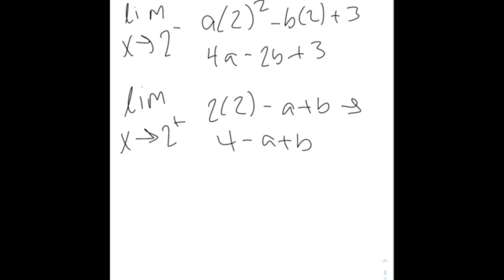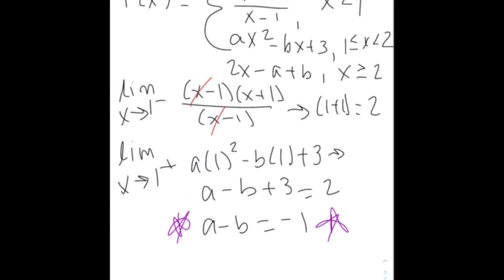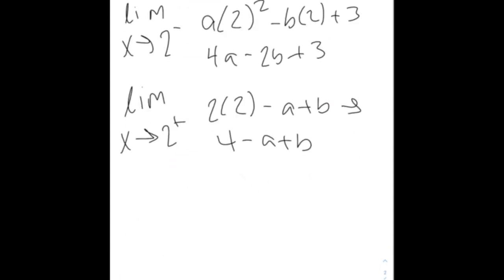So now, similar to what we did up here for the left and right limit of the value of 1, we are going to equate what we have so far. So we get one full equation. So we're going to do 4a minus 2b plus 3 equals 4 minus a plus b. Similar to before, we want the variables all on one side and the constants all on one side. So the best way to do that, let's add a to the left side. So now we have 5a.